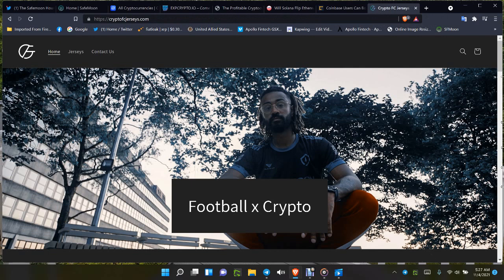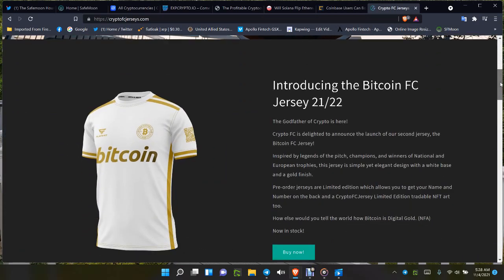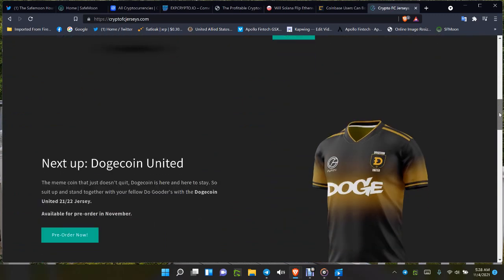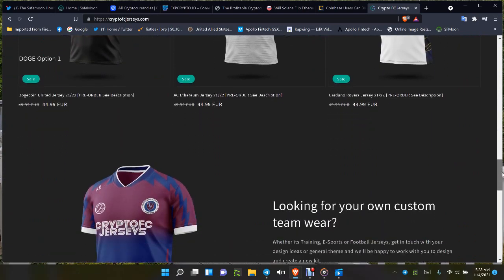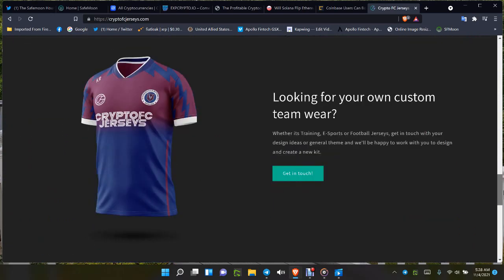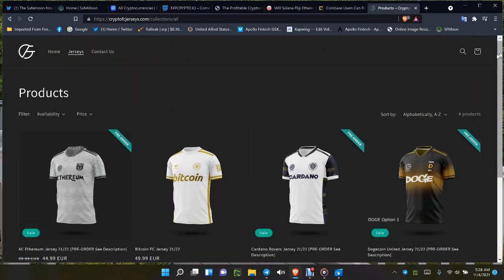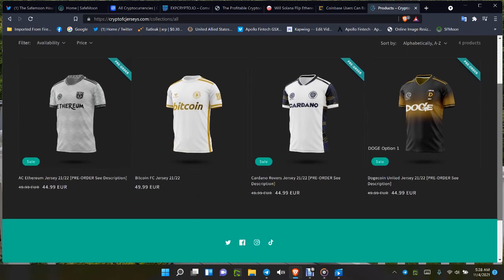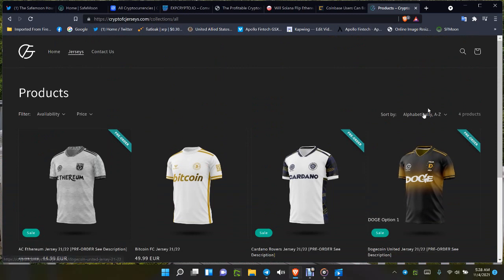Here are the crypto football jerseys that you can get: Bitcoin, SafeMoon, Doge. All the different stuff that I am showing you here is available. And the best way to do this is to check out the jersey page. When you go to the jersey page, you get a much better presentation of all the different things that are available to you. Alphabetically, you can check through, you can search. So that is something that you should check out.